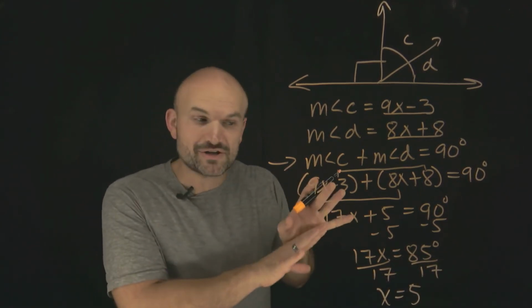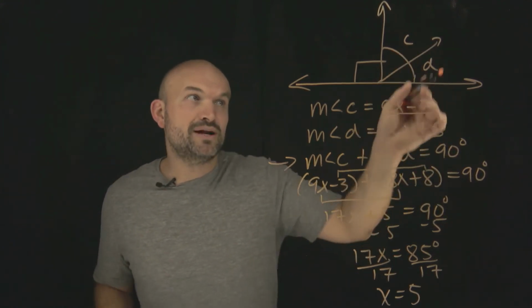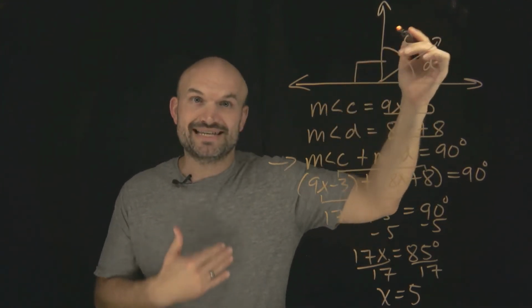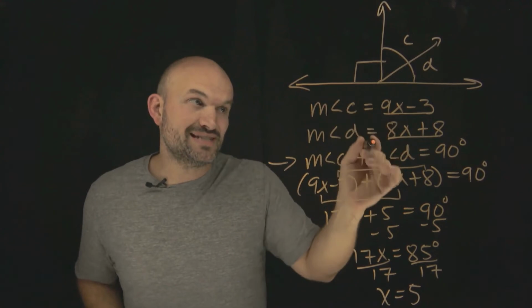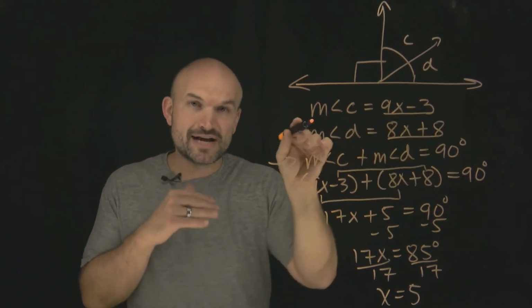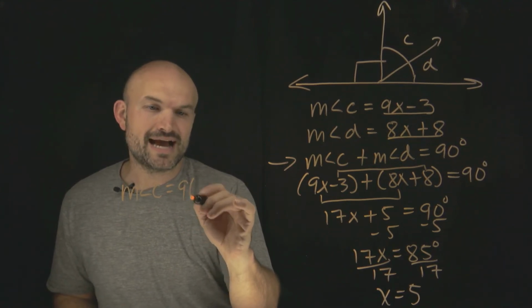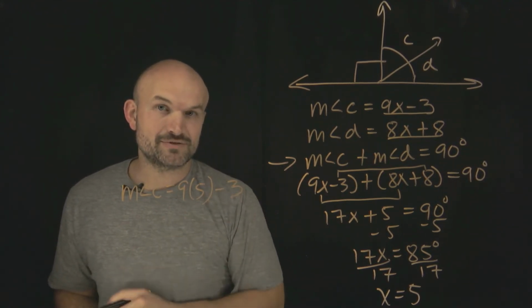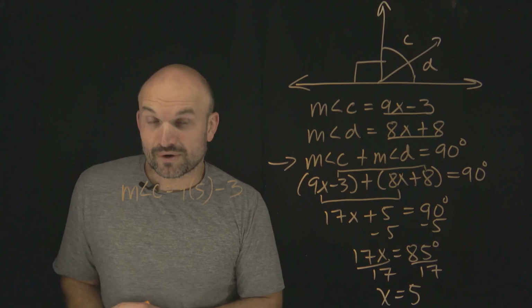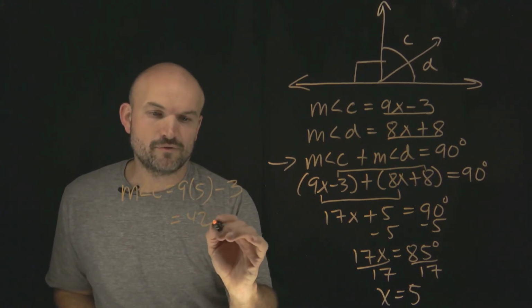Now, that's just the value of x. What if I actually wanted to find the measure of the angles C and D? So again, remember, measure of angle C is 9x minus 3. So if I actually want to find what that measure is, I'm going to say measure of angle C is equal to 9 times 5 minus 3. So 9 times 5 is 45, minus 3 is equal to 42.